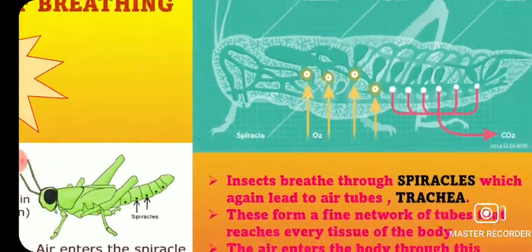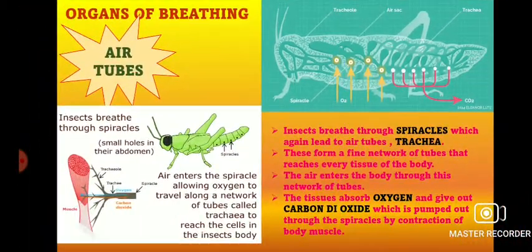So you can see oxygen is entering into the body through the spiracle, and through the spiracle carbon dioxide is getting expelled from the body, and through the air tube, which is a tube-like structure, air enters into the body through this network of tissues, and ultimately the entire respiration process happens. So these are the organs of breathing generally in the case of insects.